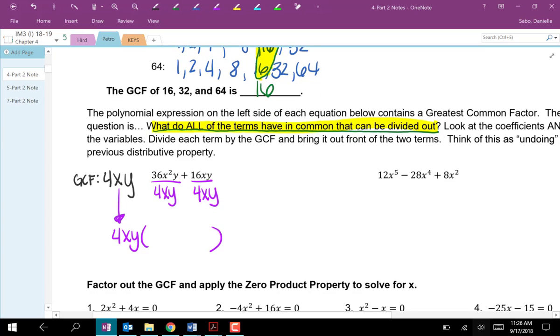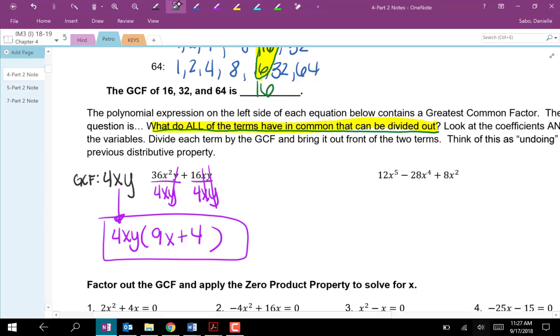Now here we go. What's 36 divided by 4? 9. Okay, so that goes there. If I have 2 x's on top and 1 x on the bottom, how many x's are left and where is it? 1. It's on the top, so I'm just going to write the x. And look, the y's are gone, so I'm done with that one. What's 16 divided by 4? 4. And then look, it cancels, and this is my final answer. That's what factoring means. You're factoring out a GCF.